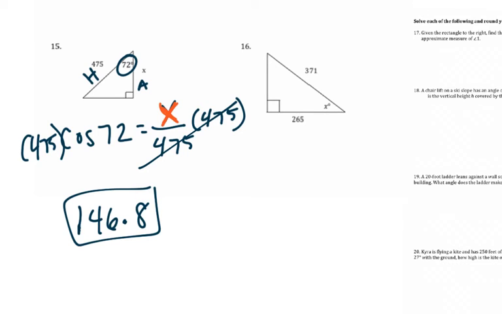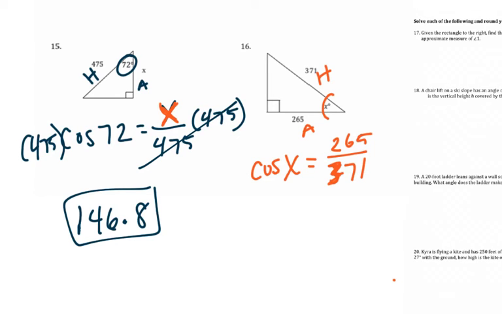Last but not least, here's my angle. I have an adjacent and I have a hypotenuse. I don't have an opposite. So again, it's cosine. This is x equals adjacent over hypotenuse. If we're solving for an angle, we press second cosine of 265 divided by 371. 44.4.